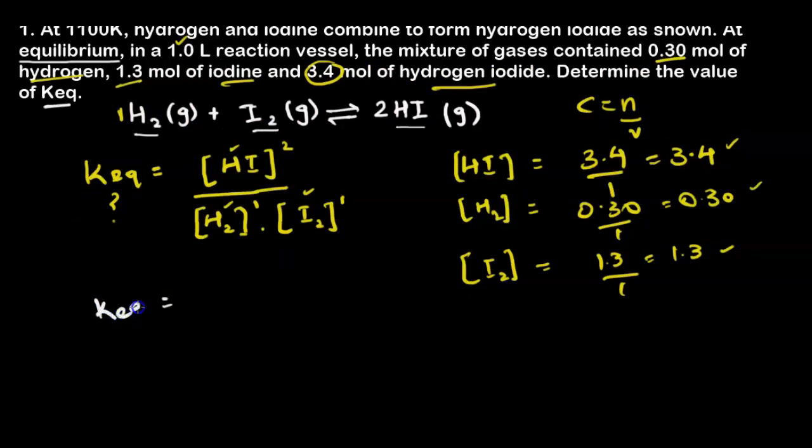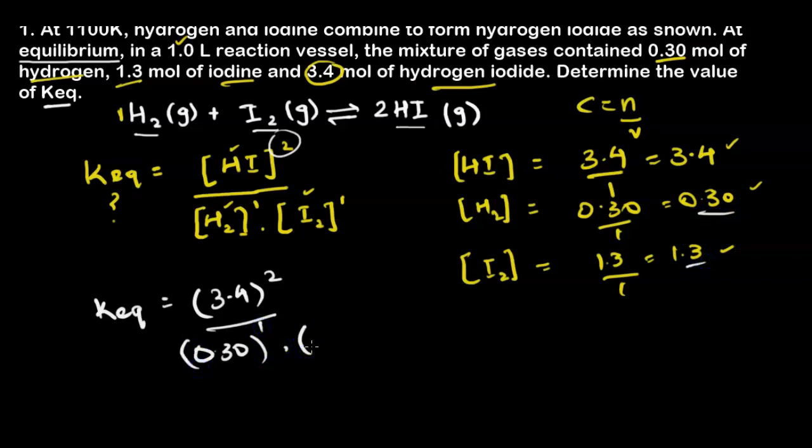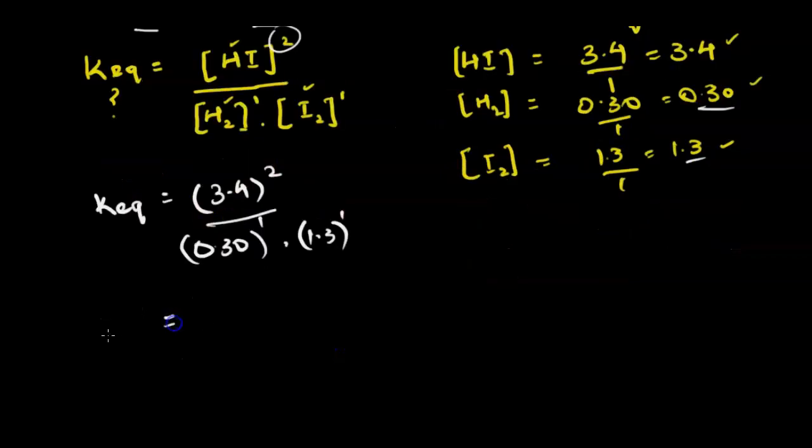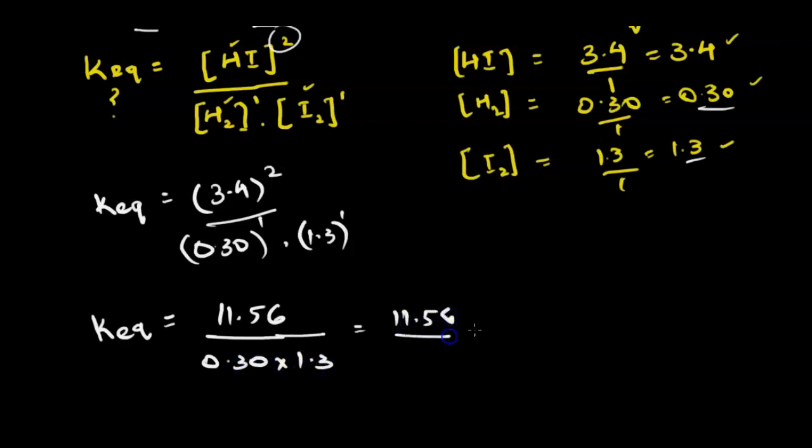Therefore K equilibrium is equal to the HI concentration, 3.4, but we notice that it is raised to the power 2, so we square it, over hydrogen concentration 0.30 to the power of 1, multiplied by 1.3 to the power of 1 as well. We just put this on the calculator, and that will give us the equilibrium constant value. We get 11.56 divided by 0.30 times 1.3, which is 11.56 over 0.39, that is 29.6. So the K equilibrium value is 29.6 in this case.